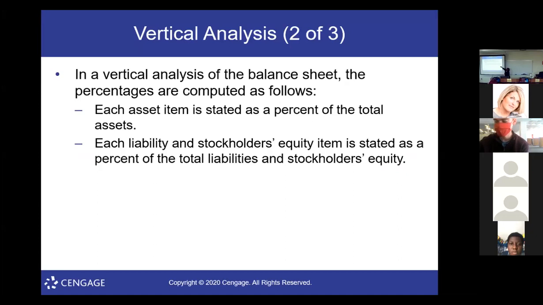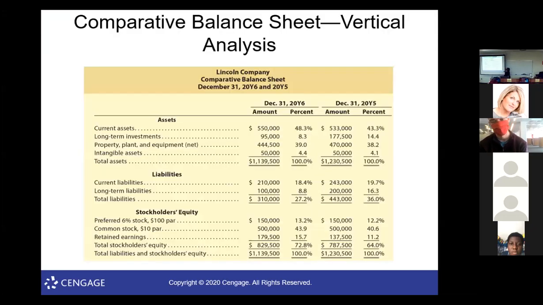So if you're looking at a balance sheet and you're doing a vertical analysis, every line item in the asset section is going to be expressed as a percentage of total assets. And then if you're looking at liabilities and stockholders' equity, those amounts are going to be presented as a percentage of total liabilities and stockholders' equity. So let's take a look.